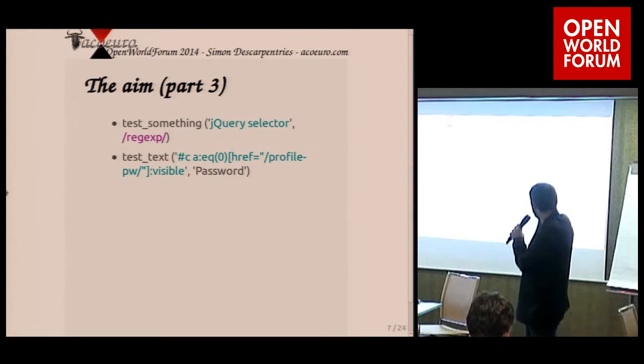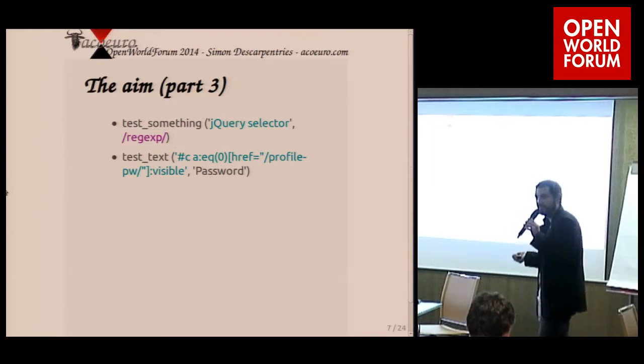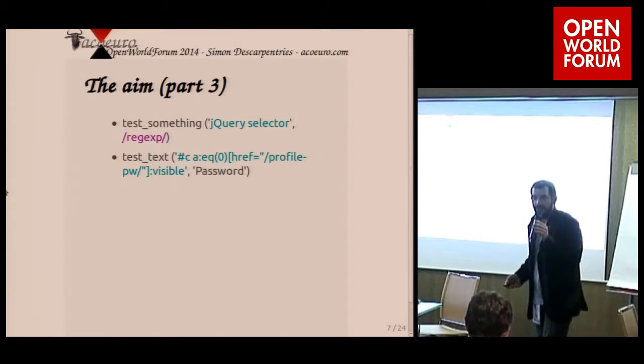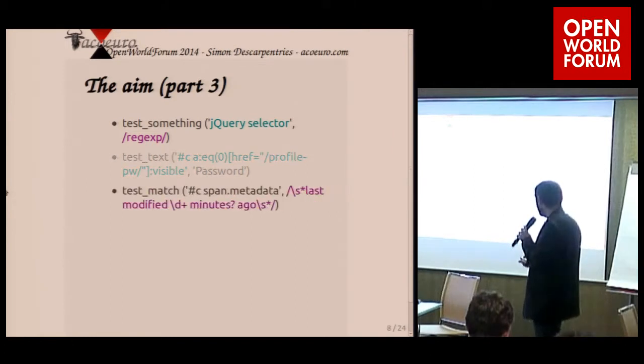For instance, this is a quite complex CSS selector. Checking that my A tag is the first one in this part of the code. It has an href attribute with the correct URL and it is visible. And in fact, it has the text password. I can check a lot of things in just one line using CSS selectors. And I can check a lot of things in one line using regex to check the content of a tag.